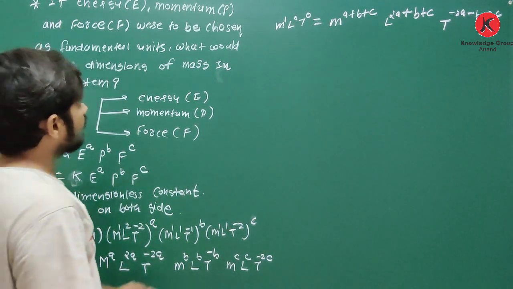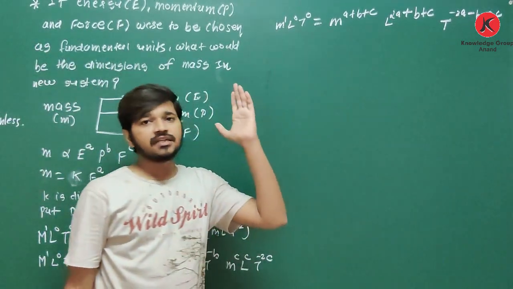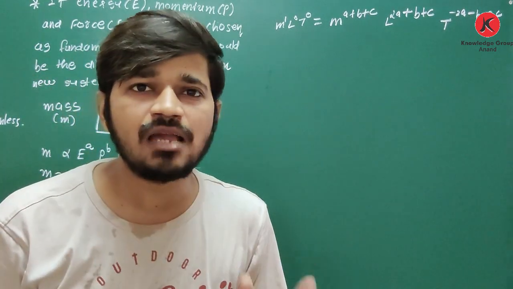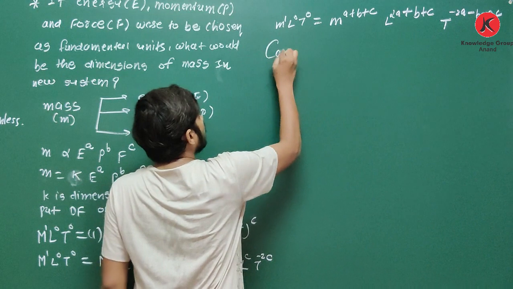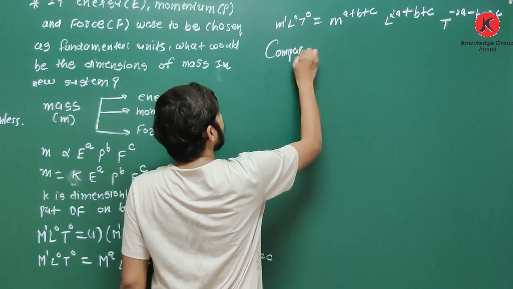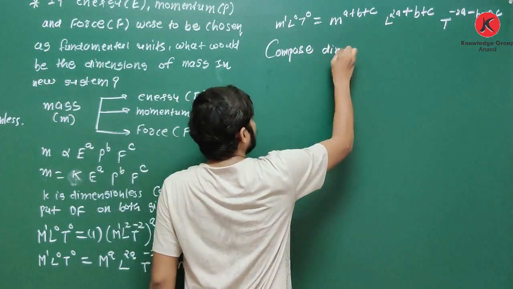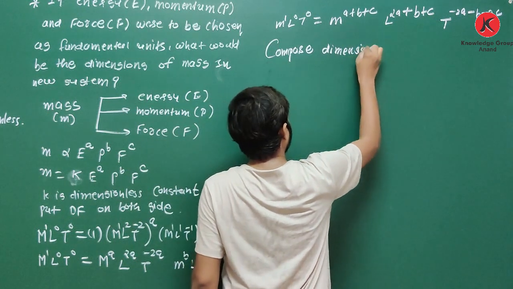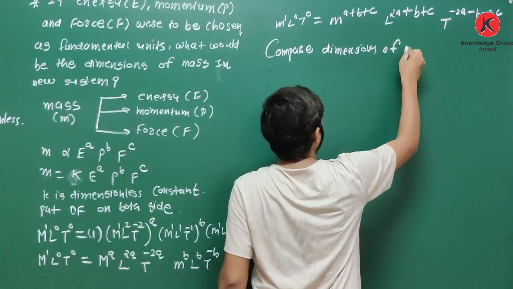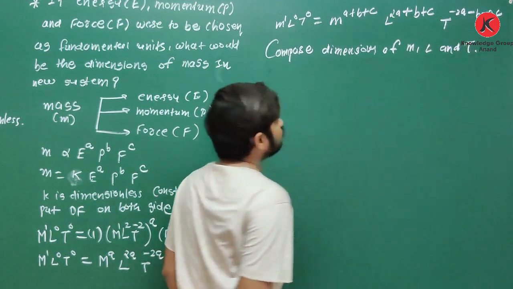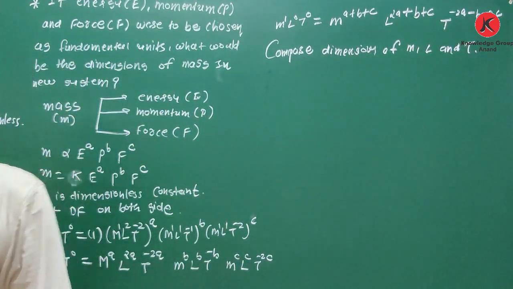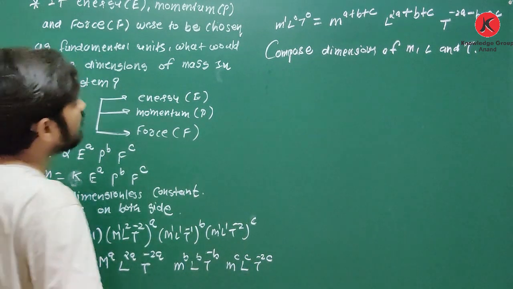So yes, the left hand side and right hand side dimensional formulas are the same. Now you have to compare the dimensions of m, l and t. How to compare such dimensions?